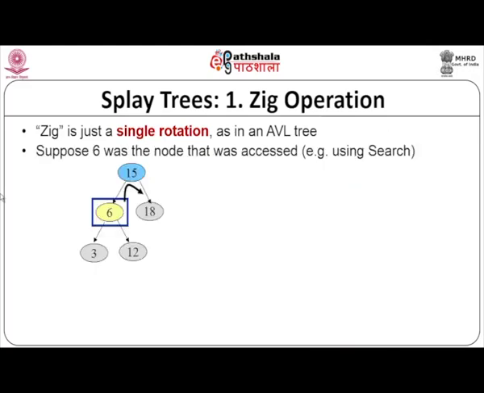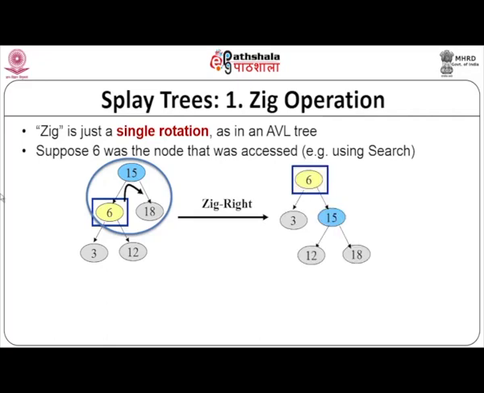Suppose 6 was the node that was accessed using some search operation. Then 6's parent is 15, and 15 has no parent, so there is no grandparent. When there is no grandparent you do only one rotation, a single rotation, and here the node is on the left, so you do a right rotate. We have seen this concept before in both AVL and red black trees. So, you rotate 6 right such that now 6 becomes the parent. Zig means it is always right, that is the definition.